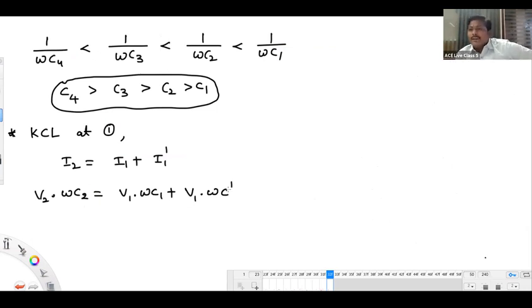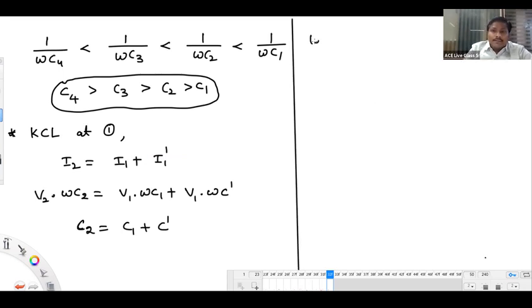And you know already V1 and V2 are equal, na? So you can cancel these terms: V2 omega, V1 omega, V1 omega. Cancel, and you will get now C2 equals C1 plus C dash. Now, let us take the constant K, what we said earlier.